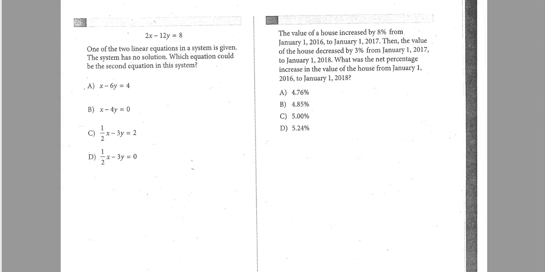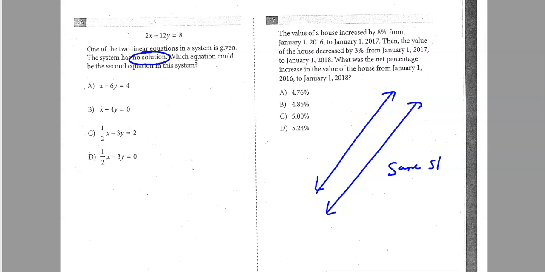All right, number 26, one of the two linear equations is given. The system has no solution. So the big thing you need to understand is, when do you have no solution? Well, no solution graphically is when you have two lines that never cross. So they have the same slope, but they have different y-intercepts. So that's a scenario where you have no solution. Infinite solutions means you have the same slope, but they're right on top of each other. It has the same y-intercept.